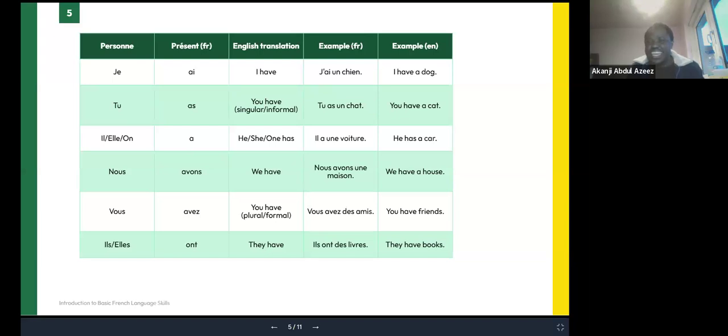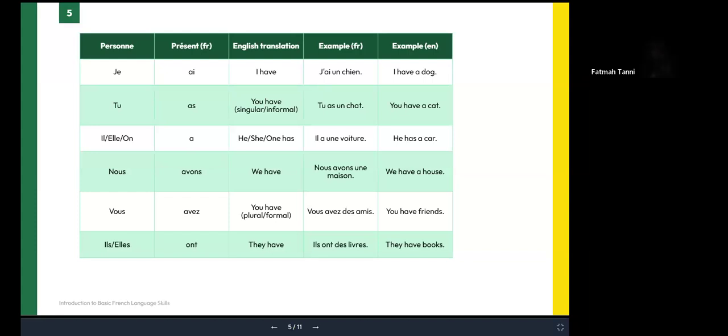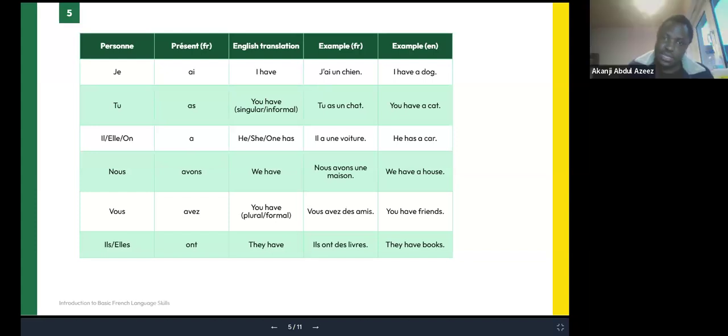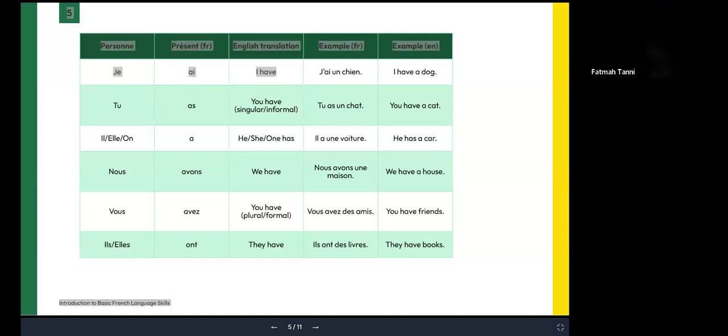But in the market, if you want to say I have change, you will say j'ai la monnaie. Monnaie is spelled with la: j'ai la monnaie.